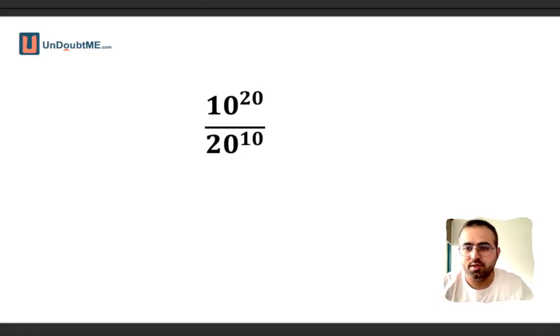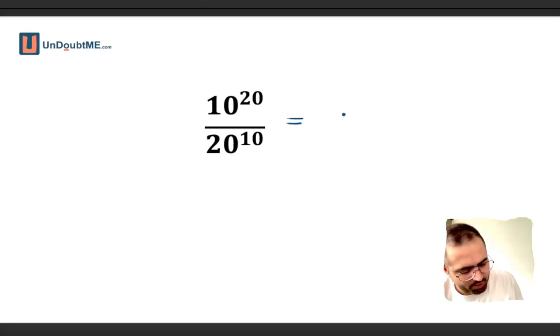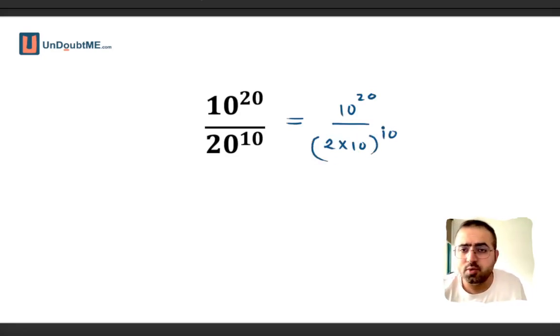Hi, so in this video we are going to see how we solve this problem. 10 to the power 20 over 20 to the power 10. If you look at them carefully, this 20 in the denominator can also be written as 2 times 10 raised to the power 10. The numerator is untouched as of now.